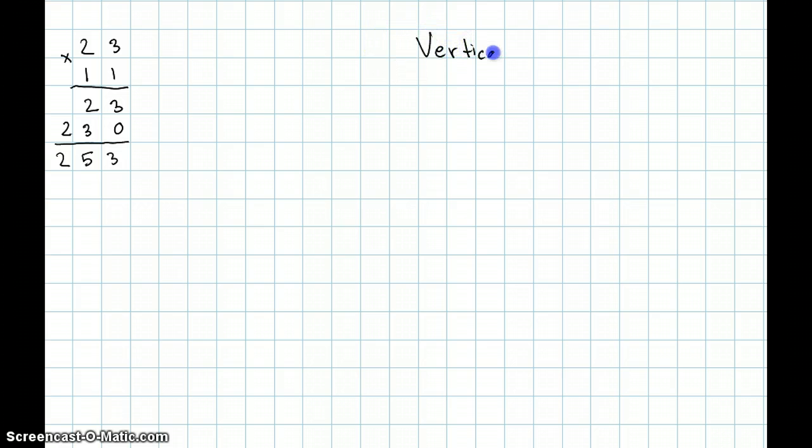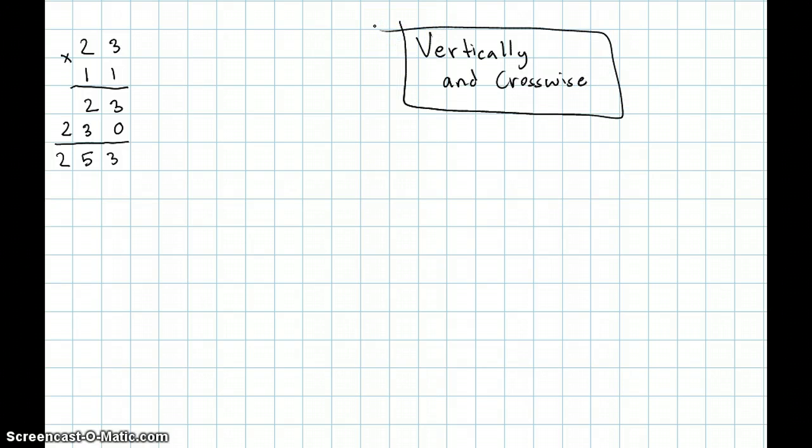vertically and crosswise. This formula is generally used for multiplication in Vedic mathematics and makes it much simpler. So let me try and show you how vertically and crosswise is applied.